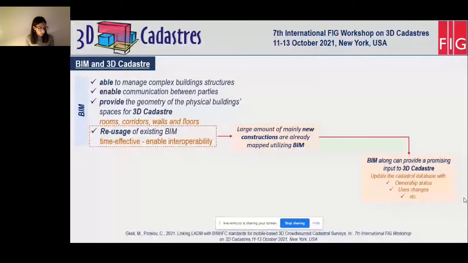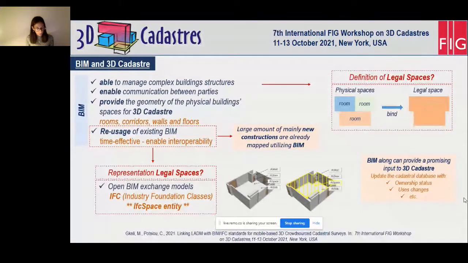While BIM may be used to provide the geometry of the physical building spaces for 3D cadastres, the legal space needs to be related with only one space describing the ownership boundary of a single property. Through binding a number of physical spaces or their parts, the legal spaces may be defined. Thus, the utilization of BIM data may be very beneficial for cadastral purposes.